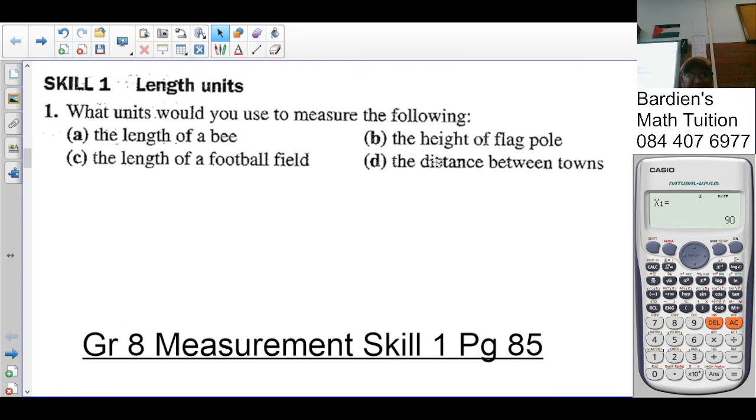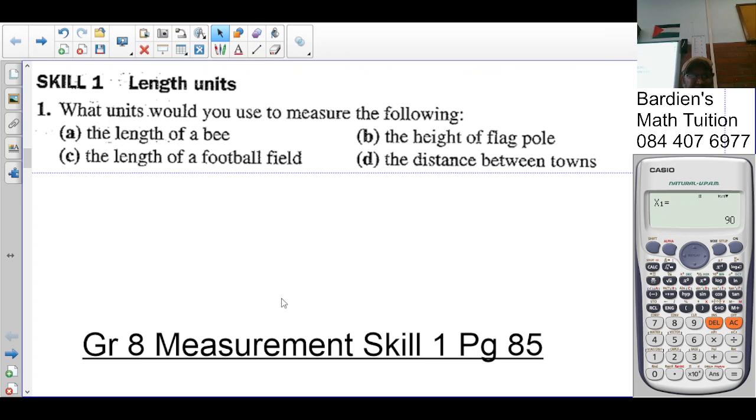Alright, so here we are told the length units. What unit would you use to measure the following? The length of a bee. Millimeters. Okay, at this point you guys have answered skill 1, 2 and 3, the first 3 only, not 4. Alright, so millimeters. You all agree with millimeters? Right. The height of a flagpole, meters. The length of a football field, meters. Distance between 2 towns, kilometers. That is fairly large. Okay.